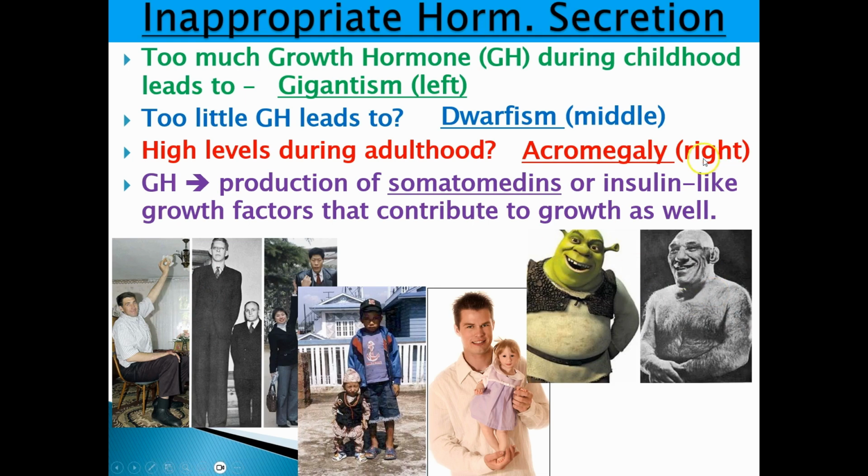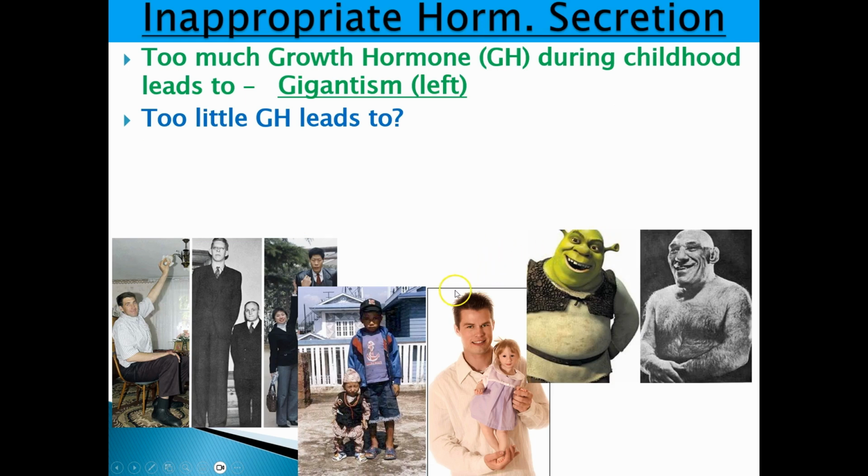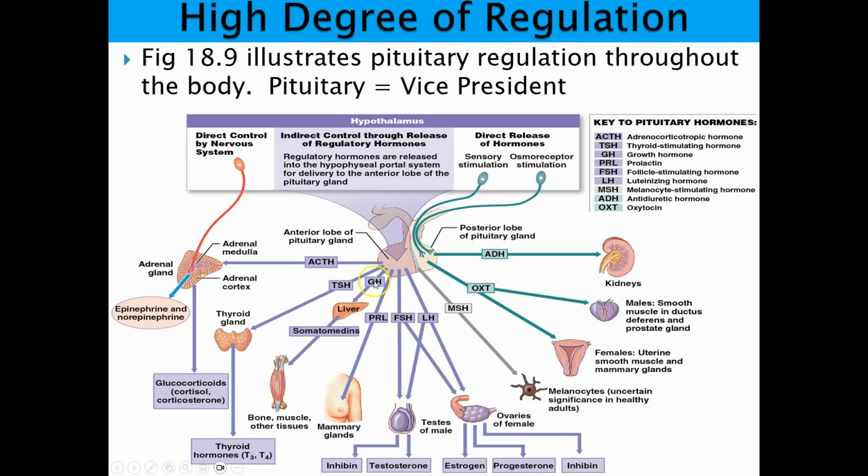Final thing to note, which I mentioned already, is you should know growth hormone will eventually lead to the production of something called somatomedins by the liver. So at the liver, growth hormone gets converted to somatomedins. And these are called insulin-like growth factors, i.e. they contribute to growth as well. So if we go back to the figure over here, you're seeing growth hormone hitting the liver, becoming somatomedins, and that stimulates bone growth as well.